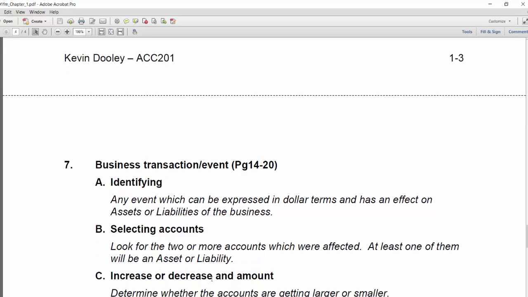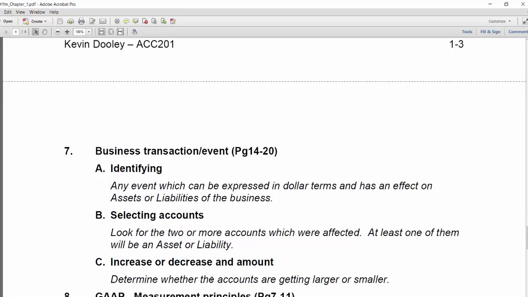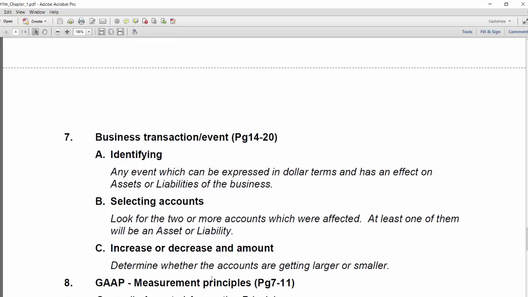Once you've selected the two or more accounts that are impacted, then you need to decide whether the accounts are getting bigger or smaller. Don't let your impression about whether an account is an account you like or an account you don't like get in the way. For example, if we charge something on account, a purchase for example, then we owe more money, and I'm not so happy that I owe more money, so I'll put that down as something negative. No, it's not. It's positive that you owe additional amounts, so the liability gets larger rather than being a negative item.